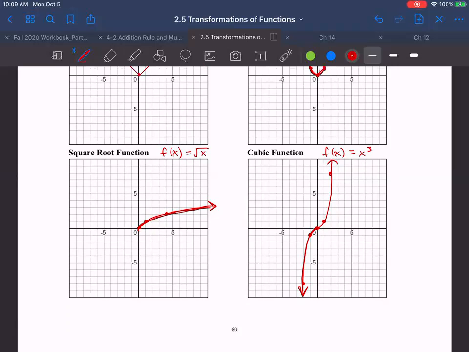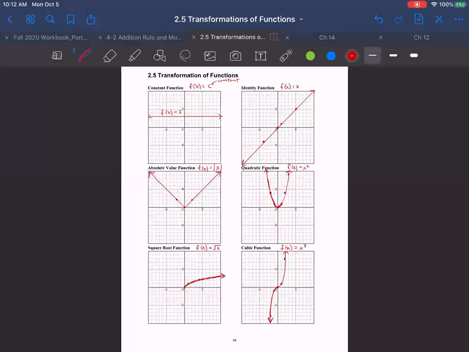All right, so I'm going to go ahead and pause right there and see if there are any questions before we move on. So one moment, please. All right, so like I was saying, make sure you get these memorized. You really want to know them or you're going to struggle moving forward. So make sure you know these.